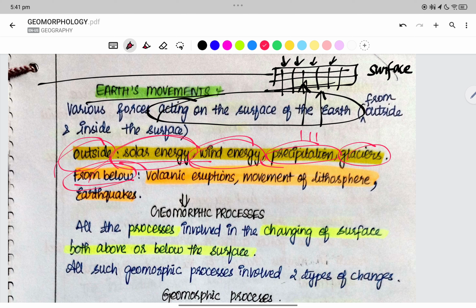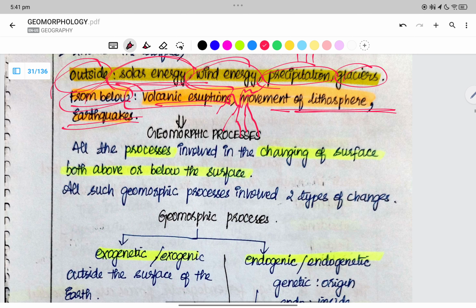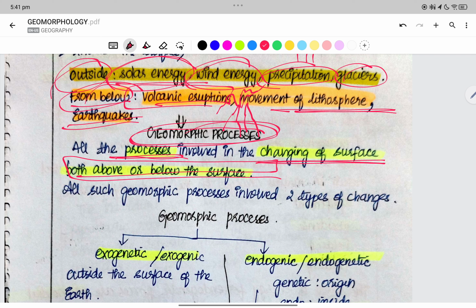From below we'll be having the volcanic eruptions, the movement of the lithosphere, and earthquakes. So the geomorphic processes. What are the geomorphic processes? All the processes which are involved in changing the surface, which are acting from below the surface or above the surface.